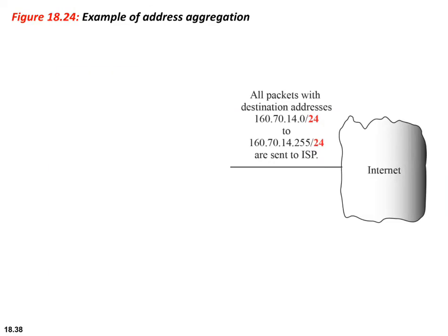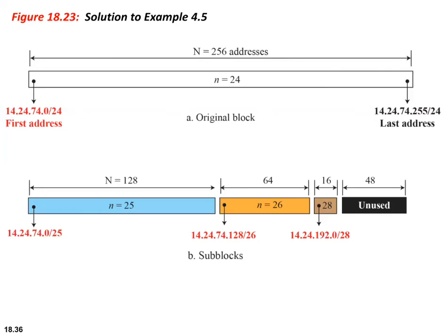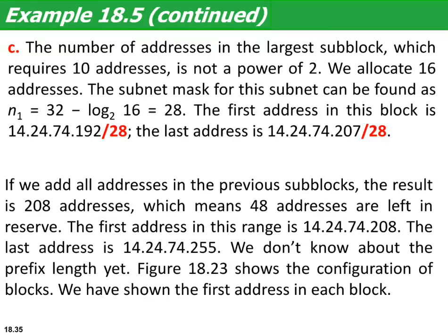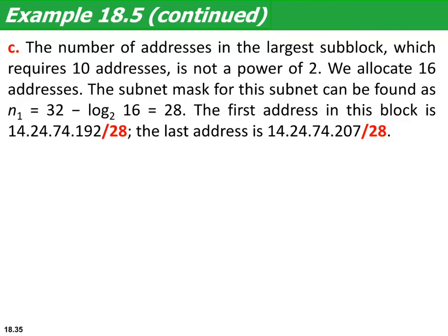So let us move back. What we had discussed in the previous classes is the block allocation. Very important in block allocation are the conditions to be remembered: the number of required addresses should be a power of 2, and the first address needs to be divisible by the number of addresses in the block.